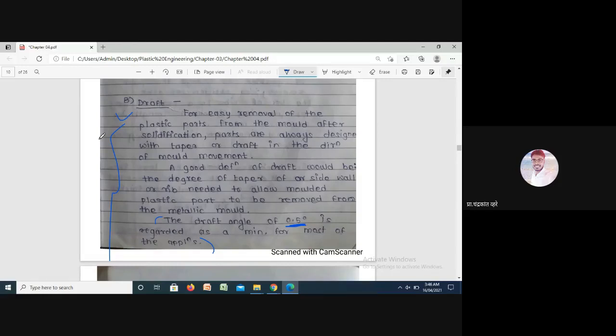Okay. So draft and rib. Rib also, why we are providing the rib? Rib, we are just giving strength to the job. Okay. So for that purpose.